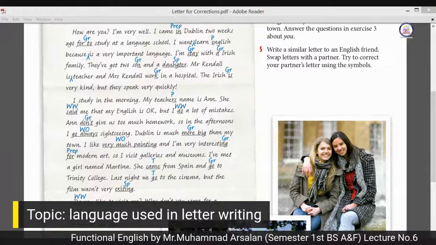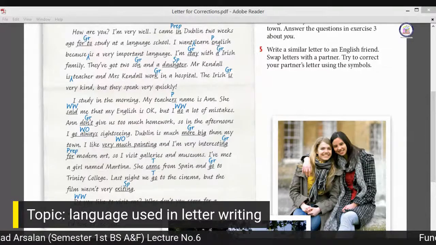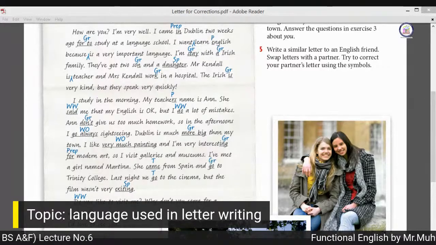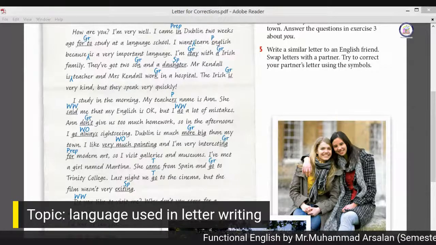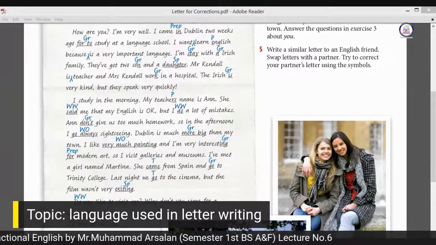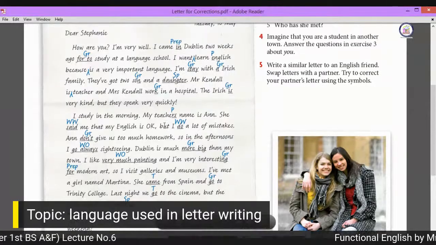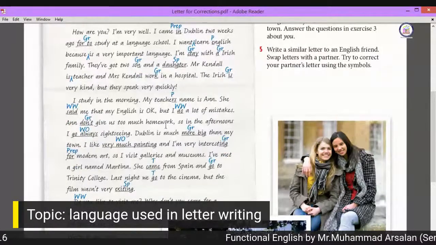Okay, yes, I've got the response from Ikra first. How are you? I'm very fine. I came to Dublin. I told you that it is 'to Dublin', and yes, this is right. Now let me make corrections for you, so you could point them out. In the first line: How are you? I'm very well.